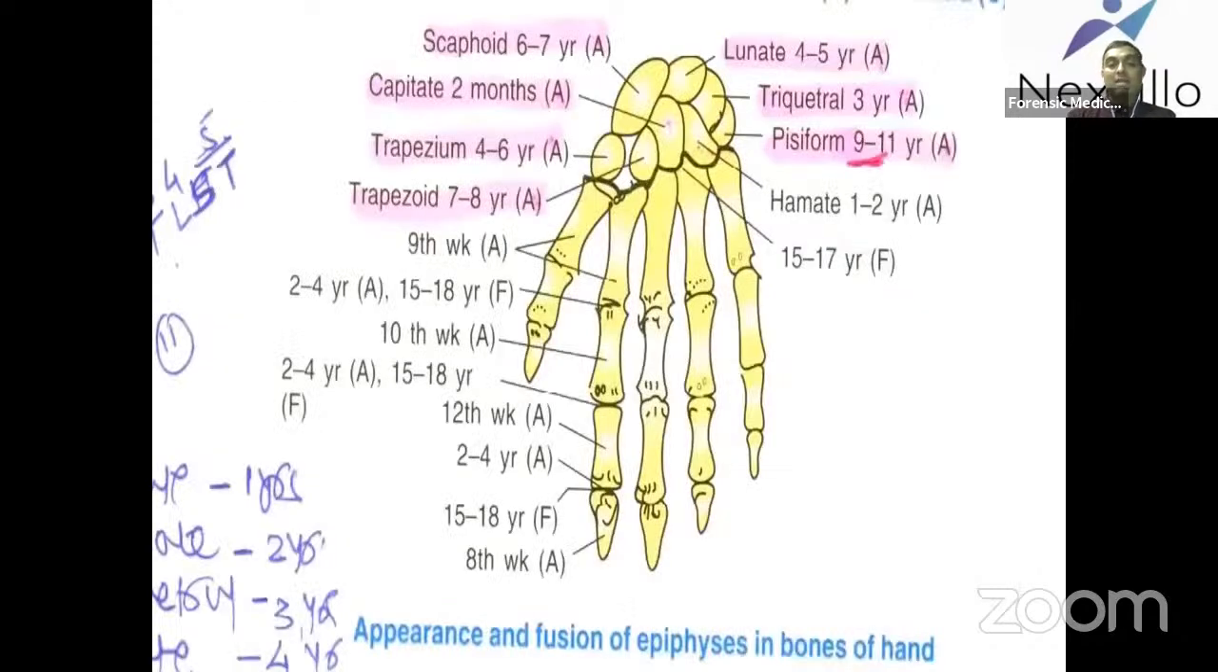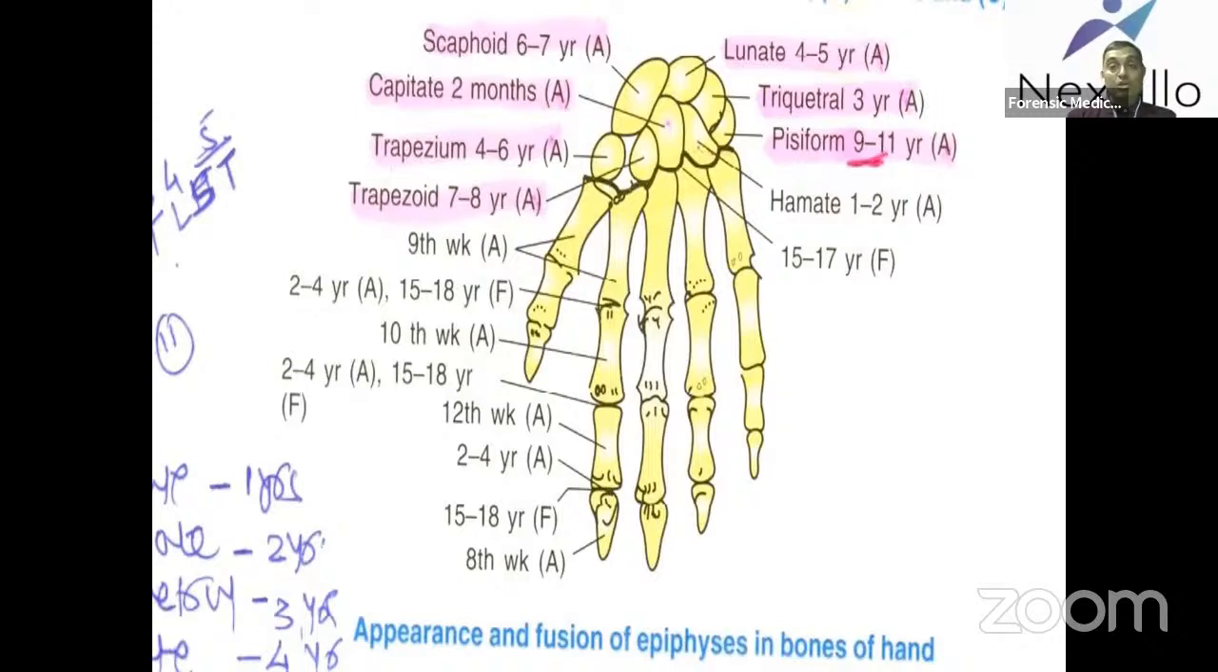Here again, this is another appearance and fusion of epiphyses in the bones of the hand. There are so many bones, but the important one from the radiological examination is the pisiform. The pisiform bone appears at 9 to 11 years of age. This is a very specific appearance of the pisiform bone, and that's why it is going to be a very important medico-legal landmark also.